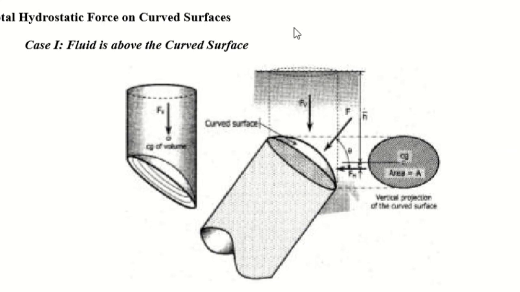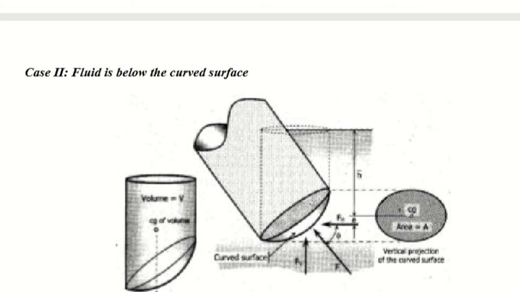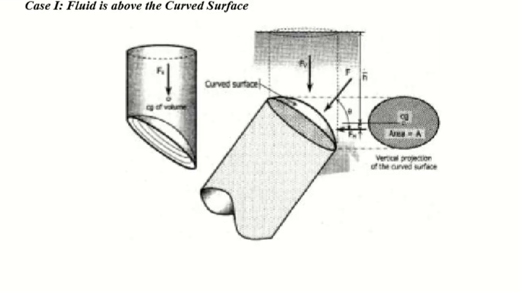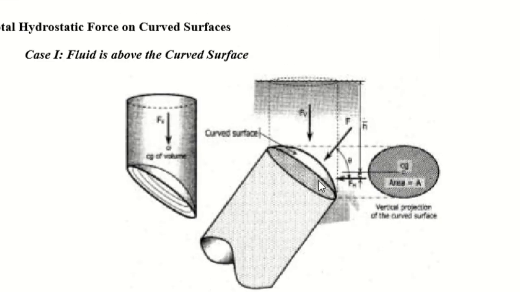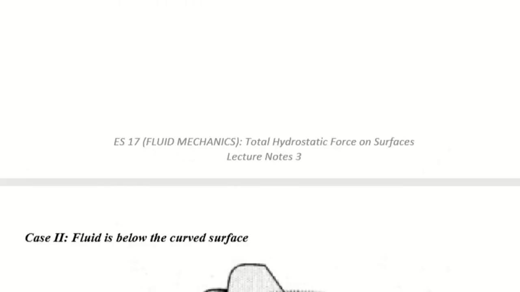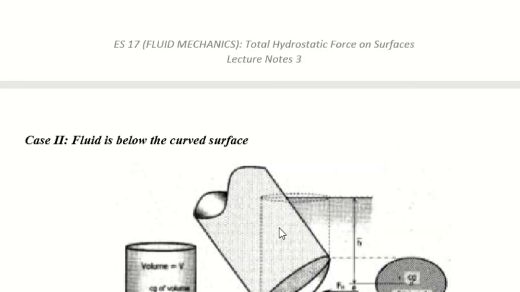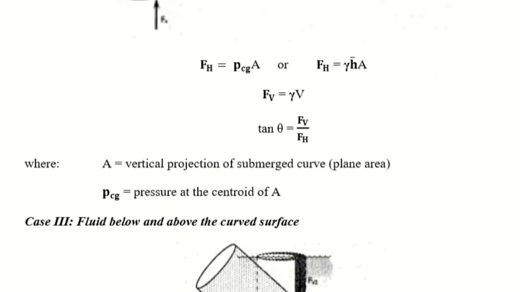But in this section, ang pag-uusapan natin is about total hydrostatic force on curved surface. So dito, case 1, fluid is above the curved surface. Case 2, fluid is below the curved surface. Sa case 1, yung fluid daw is nasa taas ng curved surface. Ito yung curved surface, tapos ito yung fluid. Next case, sa case number 2, fluid is below the curved surface. Ito yung curved surface, tapos ito yung fluid natin. So, yan ibig sabihin ng case 2.